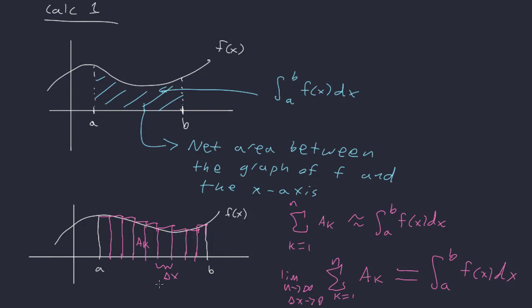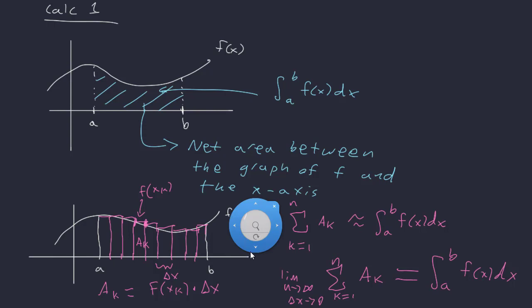We would take each a sub k to be, say, the height. Let's say it's f sub k, so f of x sub k, times delta x. So each one of these, delta x would get smaller and smaller, but we'd get infinitely more and more of them. Okay, and we would sum all these up, and that would give us the definite integral when we were finished.